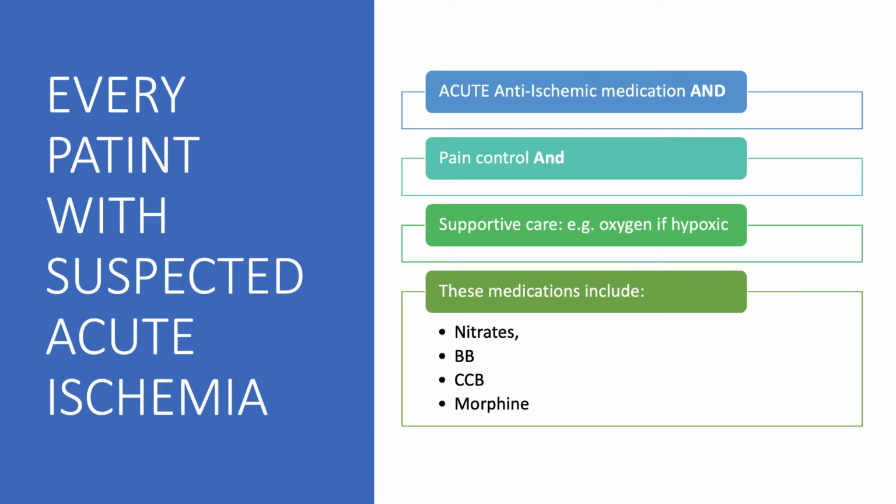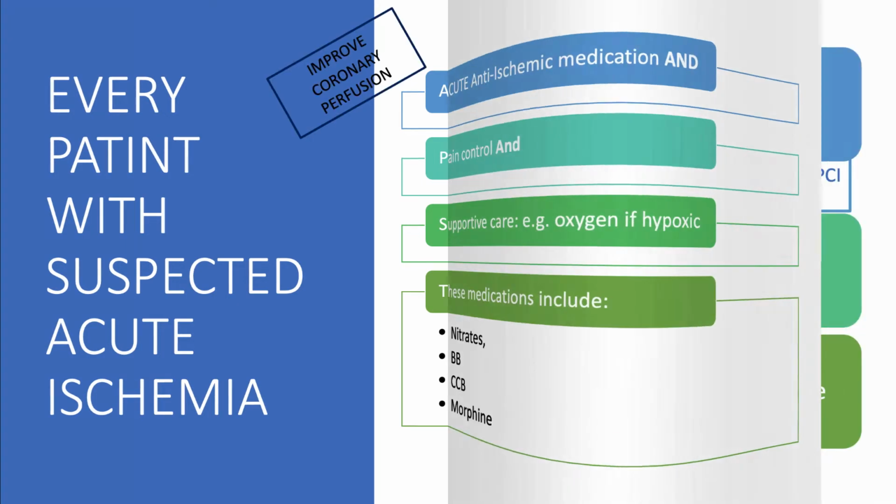And remember, chest pain is pretty bad. Anginal pain is pretty bad. It's a very bad pain. So that's going to improve your perfusion. It's going to improve your coronary perfusion.